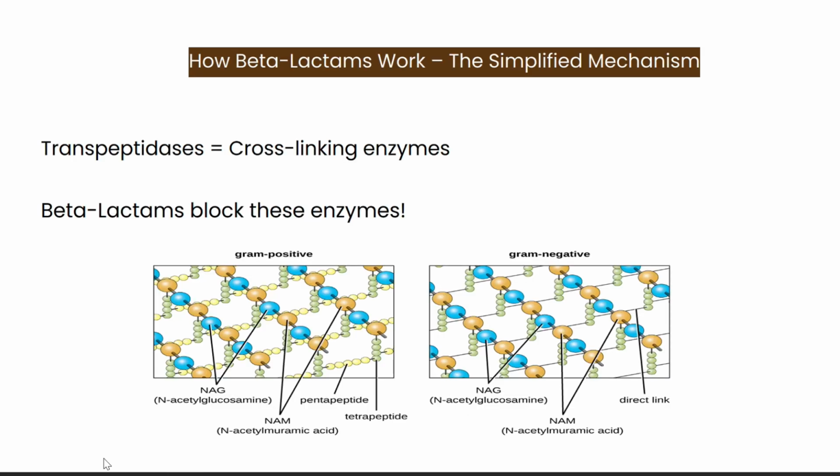Now, here is the real action. The transpeptidase enzymes link together the peptide chains of peptidoglycan to make the cell wall strong. Beta-lactam antibiotics stop these enzymes dead in their tracks. No cross-linking, no strong cell wall.